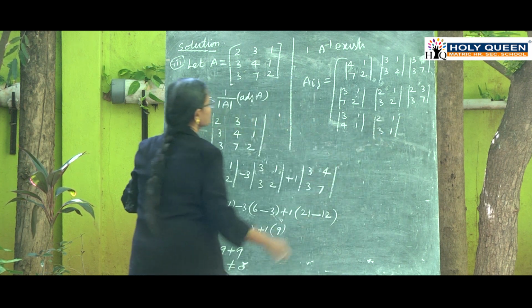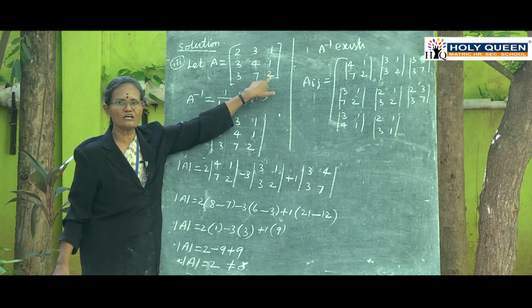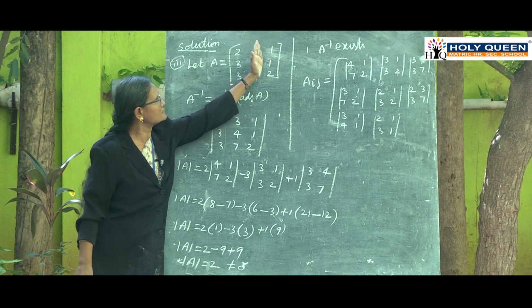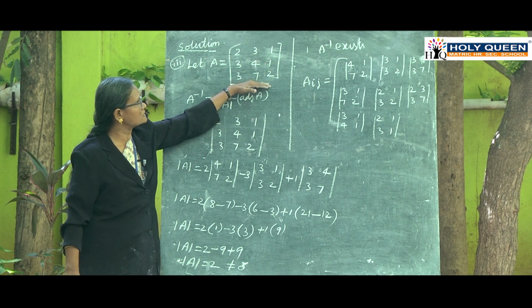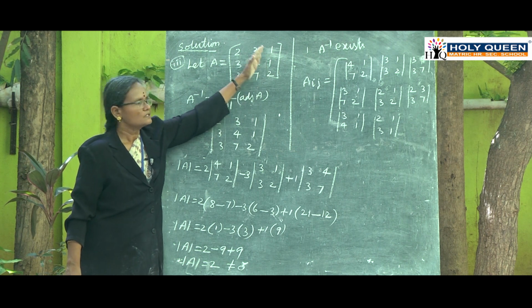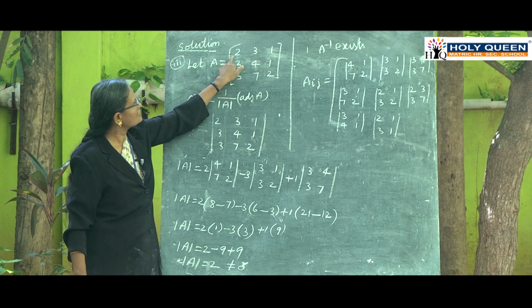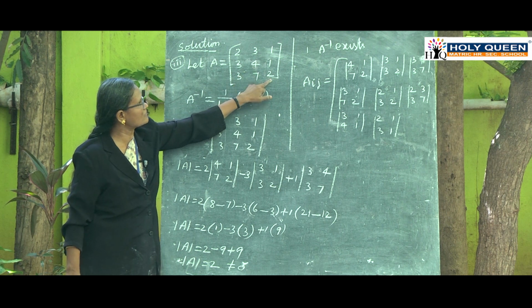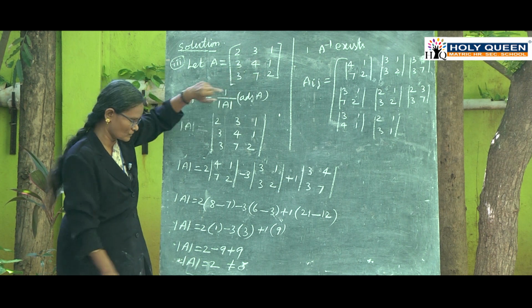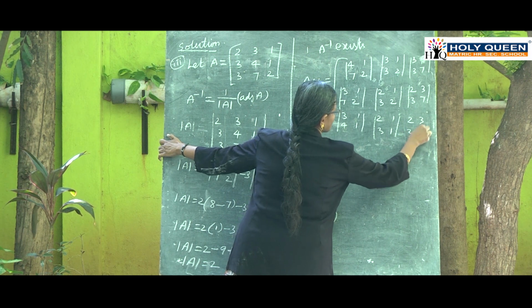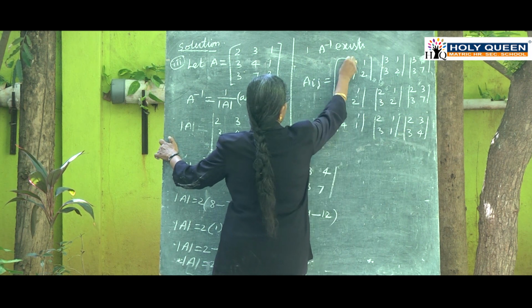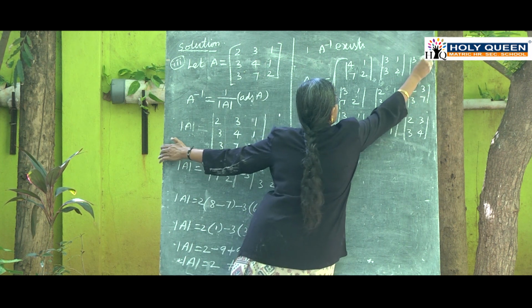The last element, that is 2. The position of 2 is third row and the third column. Ignore that third row and the third column. What is the minor of 2? 2, 3, 3, 4. The minor of 2 is 2, 3, 3, 4. Cover all the elements within the square bracket.